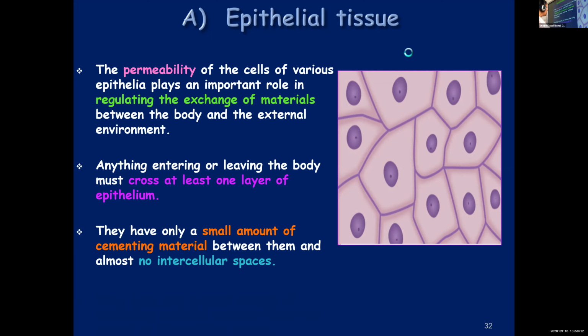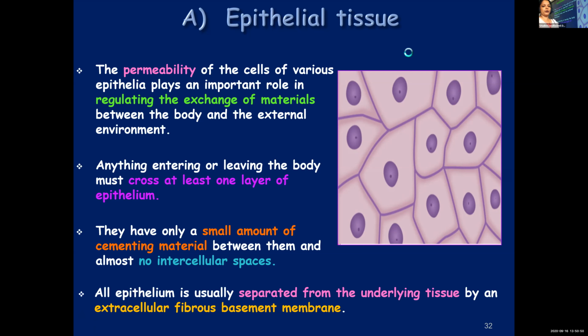And next point: in epithelial cells, as we already said, the cells are very tightly packed and there are no intercellular spaces, no gaps in between. And they have very little cementing material. Cementing material means the substance which keeps the cells together. Already they are tightly packed, so there is no need of much cementing material. Very little is present because the cells are very closely packed without any gaps in between.